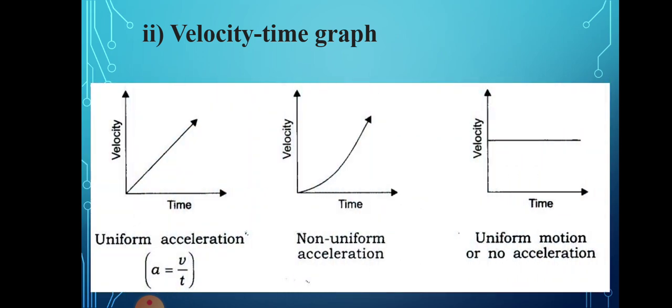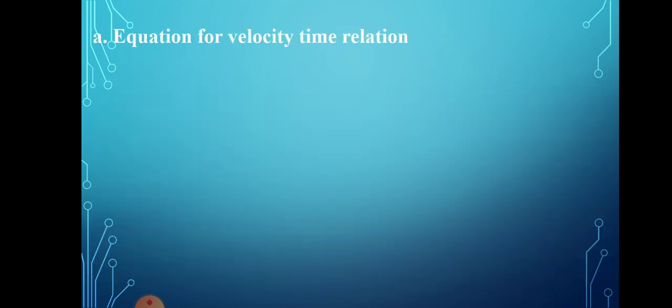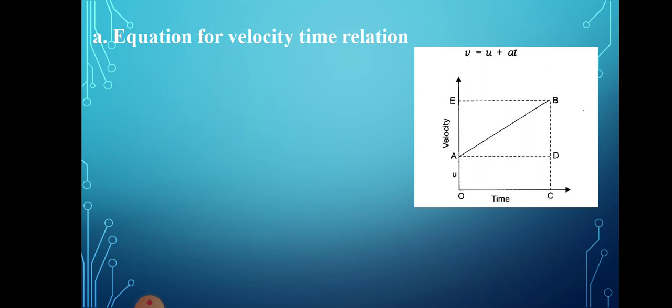The same concept we have learned about velocity, we are going to discuss for acceleration. When we are talking about the equation for the velocity time relation, we have v is equal to u plus at, with a graph of velocity versus time. This can be asked as a short question: derive the equation v is equal to u plus at, or derive the equation for the velocity time graph.